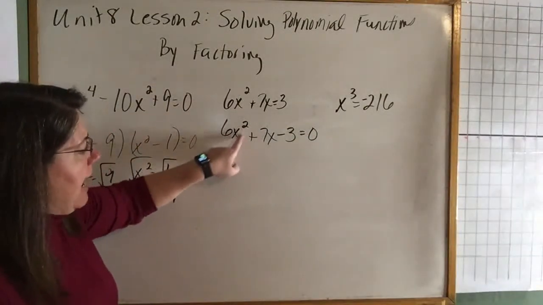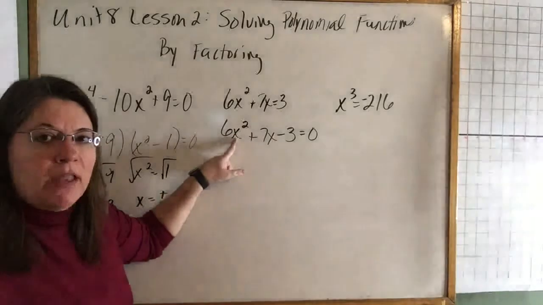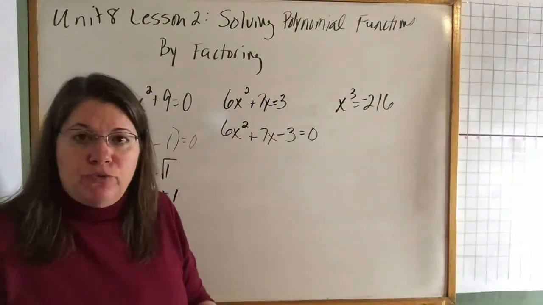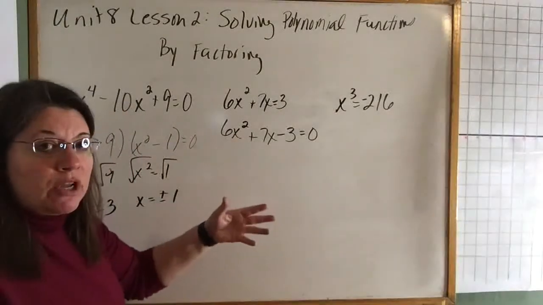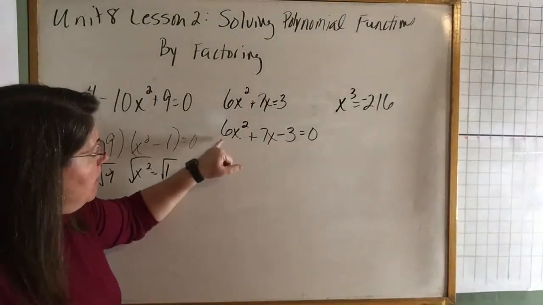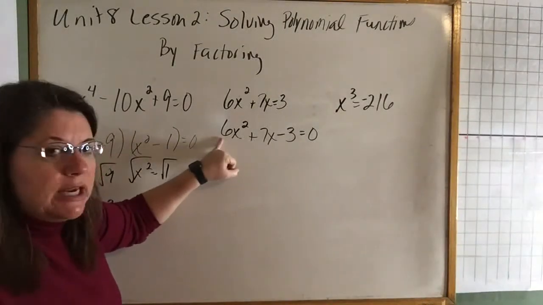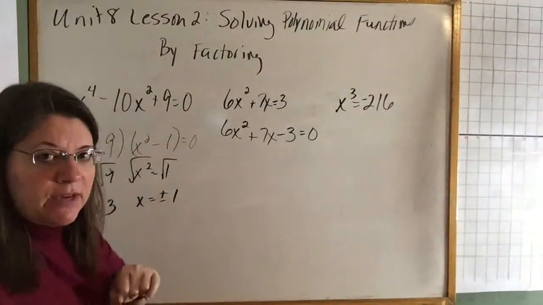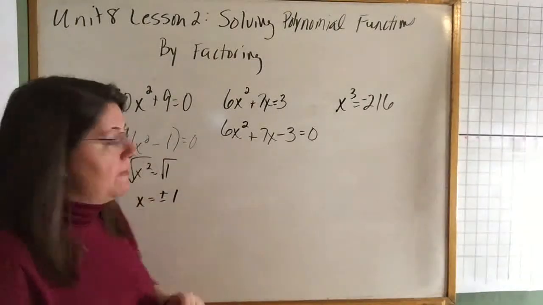Looking at this, the highest power is 2, so the degree of this polynomial is 2, so that tells me we're going to have 2 roots. We don't know yet whether they're going to be real or imaginary. The leading coefficient here is 6. Again, that will be significant when we're talking about end behavior later in the chapter.